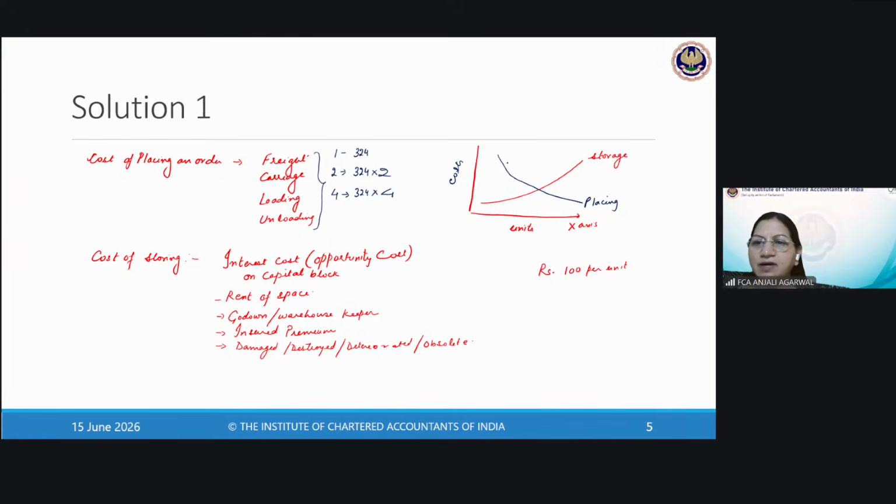So we have to strike a balance where the total cost is minimum. And total cost is minimum when the placing cost and storage cost intersect. This is the point where you will have your total cost as the least. So these are the number of units, in the previous question 3,600 units, that you should order. We can also do one thing: instead of keeping units on the x-axis, we can keep number of orders.